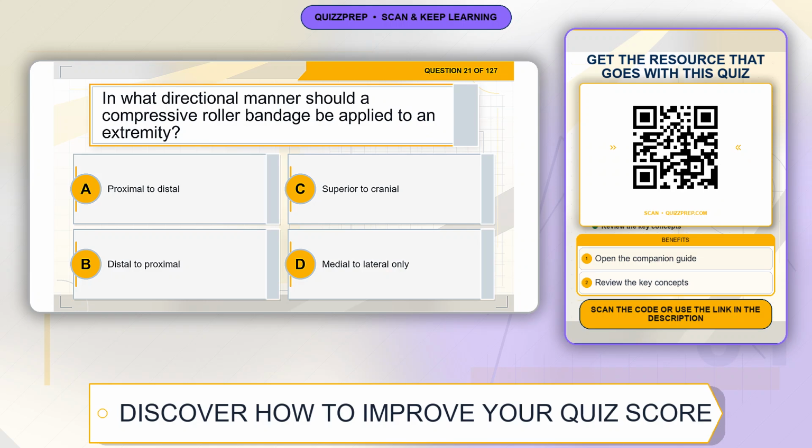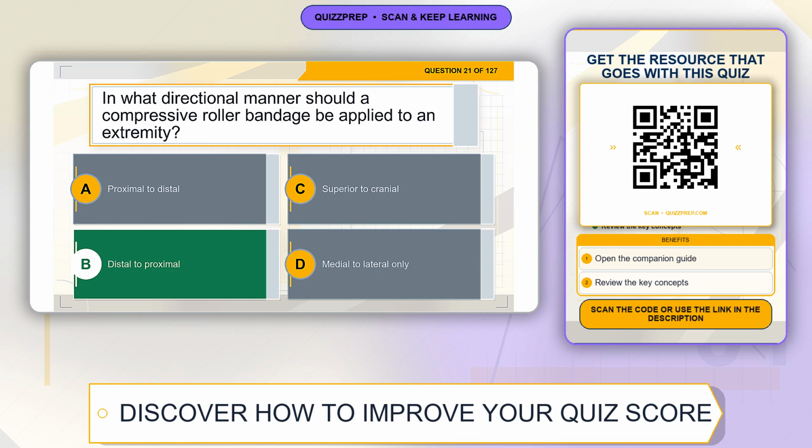Question 21. In what directional manner should a compressive roller bandage be applied to an extremity? Option A, proximal to distal. Option B, distal to proximal. Option C, superior to cranial. Option D, medial to lateral only. The correct answer is option B, distal to proximal.